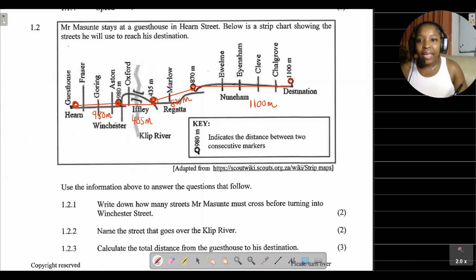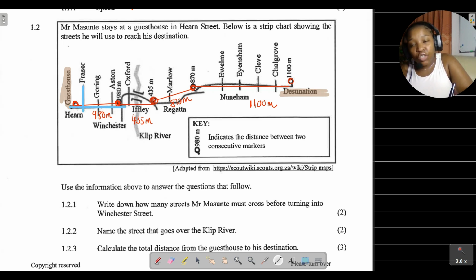So what else is happening here? We know that Mr. Mashunte stays in this guest house and he's going to this destination. As he moves from Hearn Street to his destination, he is going to pass certain streets. We can see that now here. This street here is called Hearn Street.